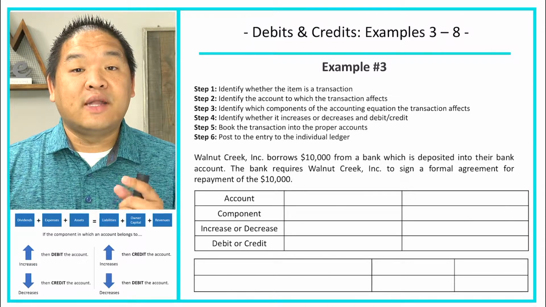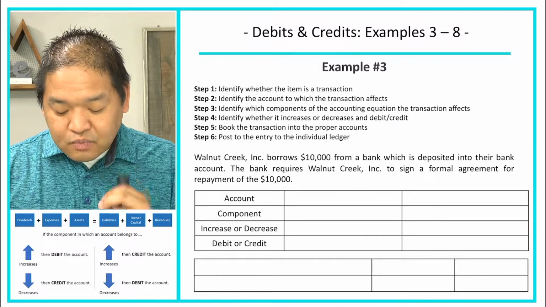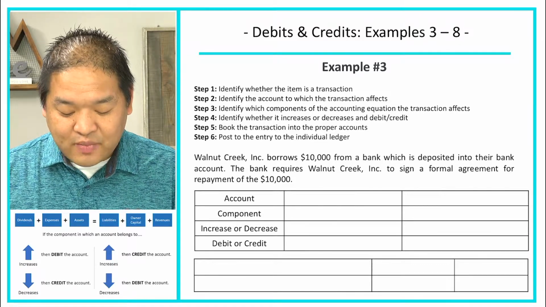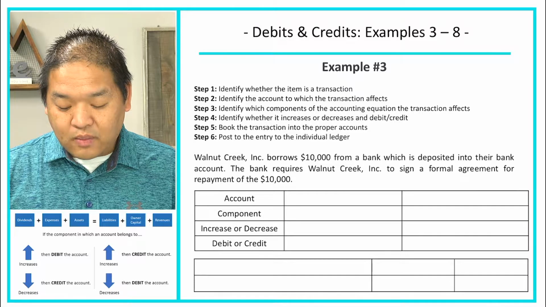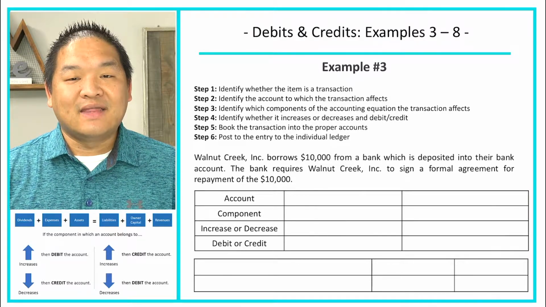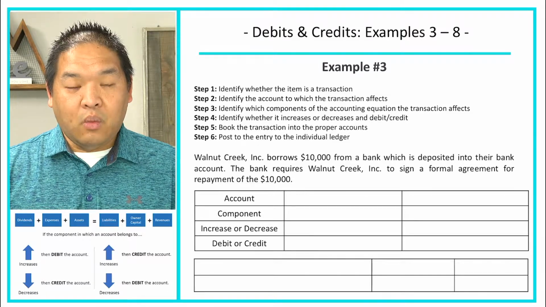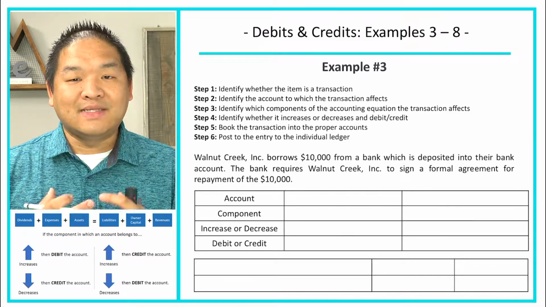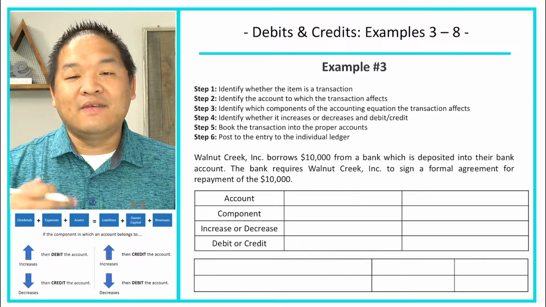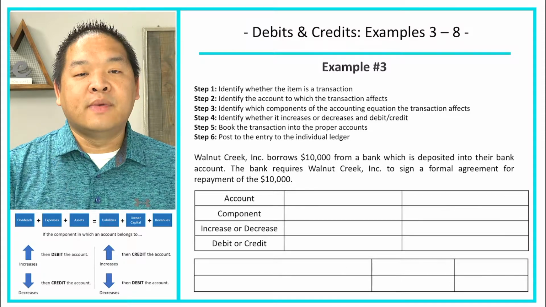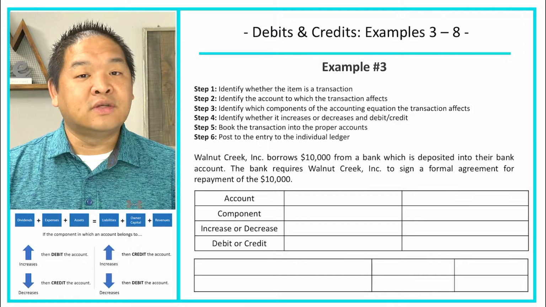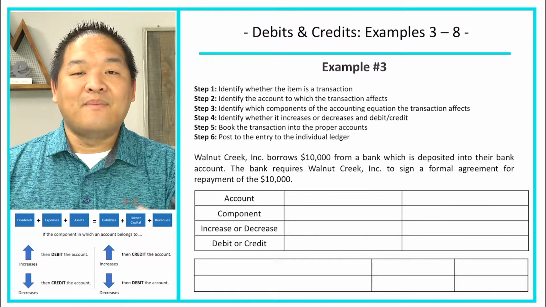So with that, let's go ahead and start with example number 3. Walnut Creek borrows $10,000 from a bank, which is deposited into their bank account. The bank requires Walnut Creek Inc. to sign a formal agreement for repayment of that $10,000. So what's happening here? Well, Walnut Creek Inc. is borrowing $10,000, so they are getting $10,000. Now, what are they giving up? They're giving up a promise to pay. So they're giving up a promise to pay $10,000 in the future of their own money back to the bank.